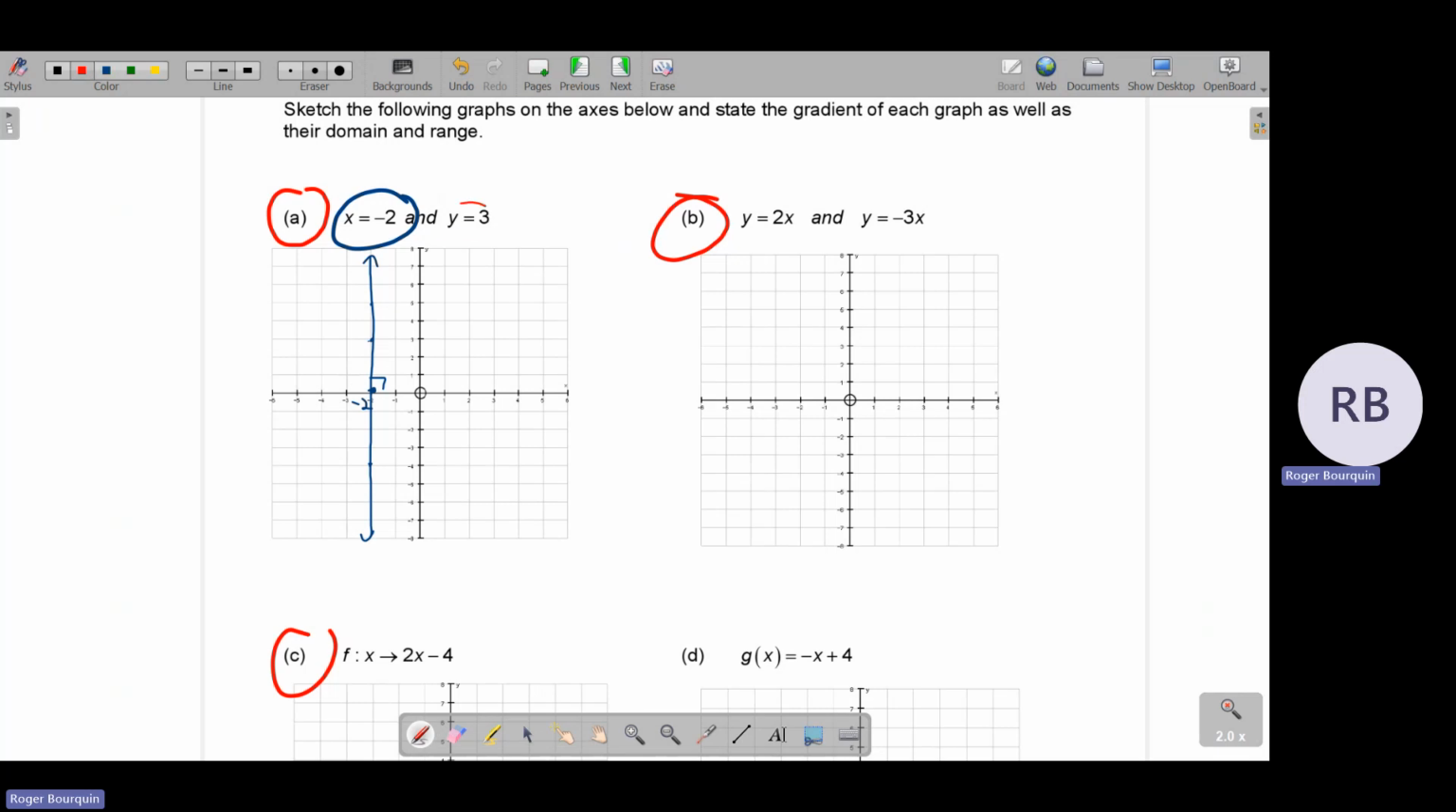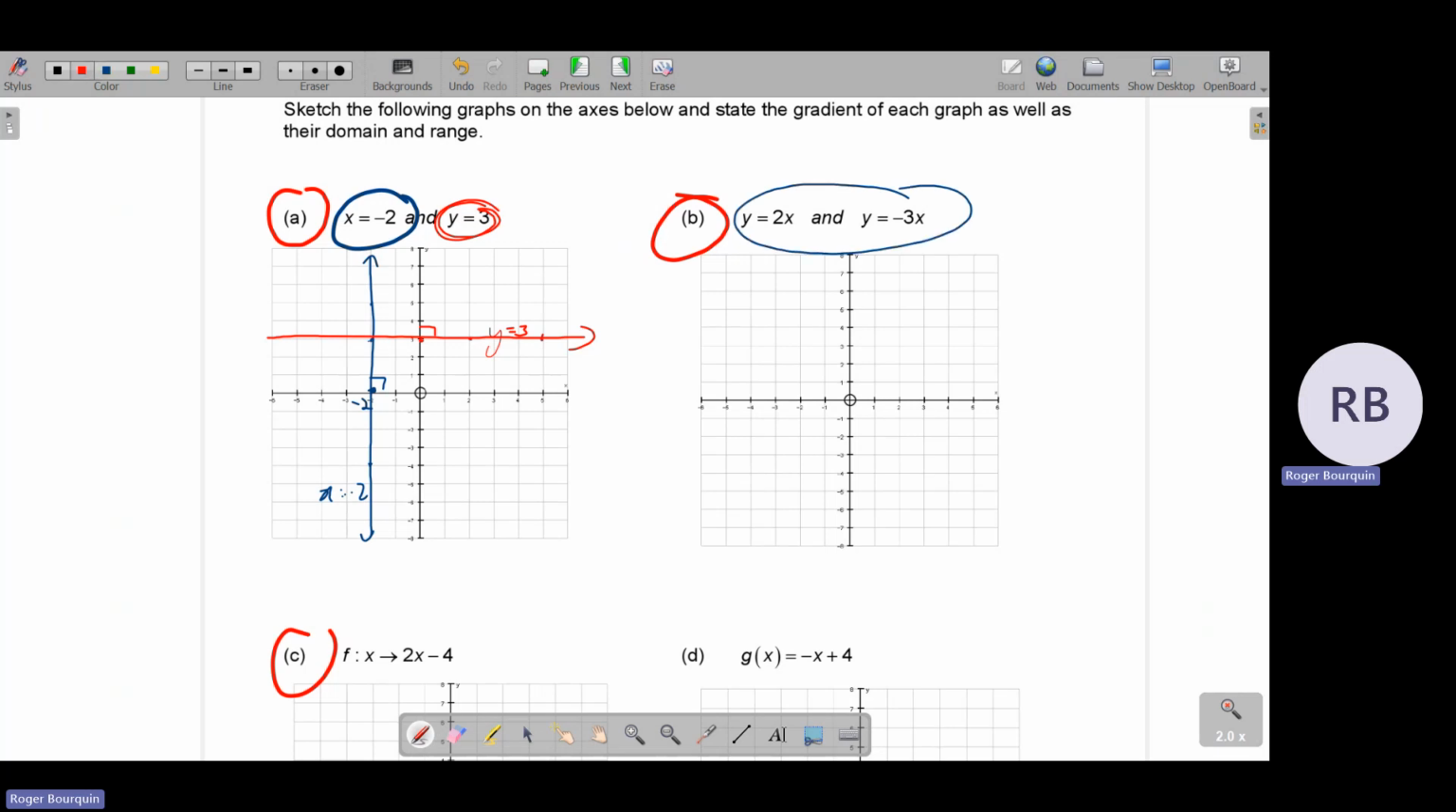y is equal to 3. The y coordinates are always 3, so you go through (0, 3), (2, 3), etc., (5, 3). The graph tells you the y coordinates are always equal to 3. So it's a horizontal line. Make that a right angle, show that that's a right angle. Label on the graph y is equal to 3. Label the graph where the x coordinates are always -2. Boom, full marks.